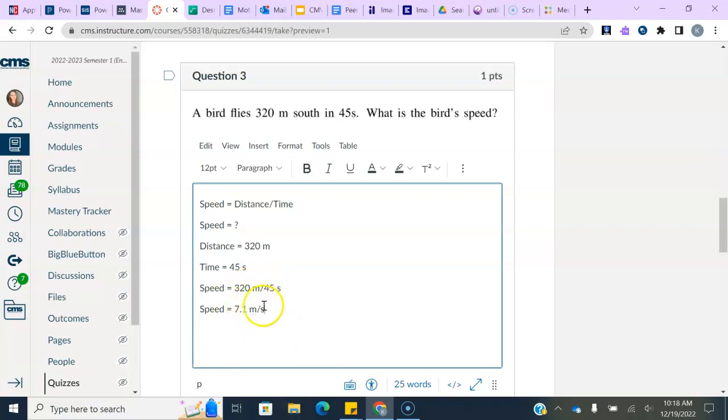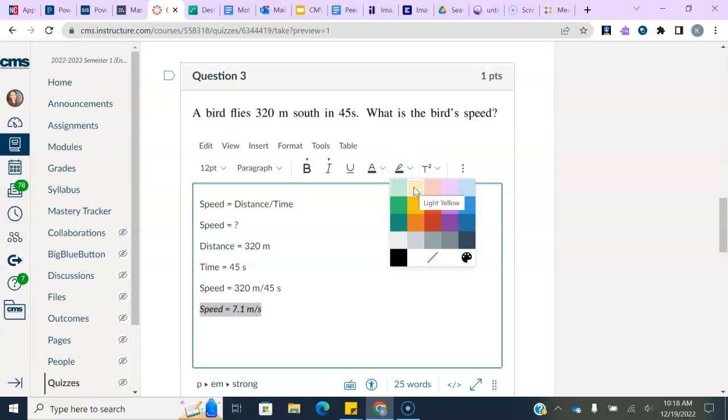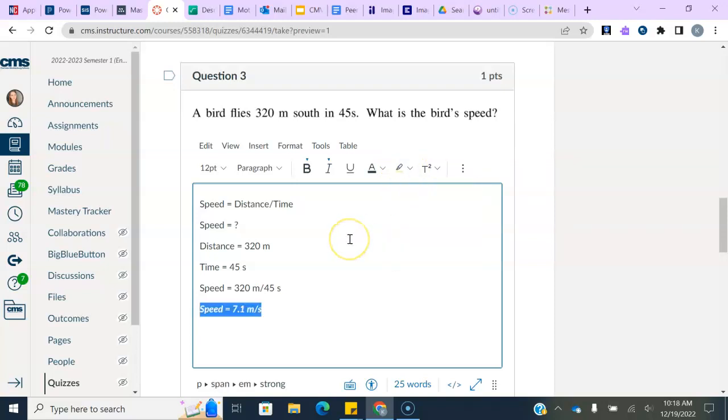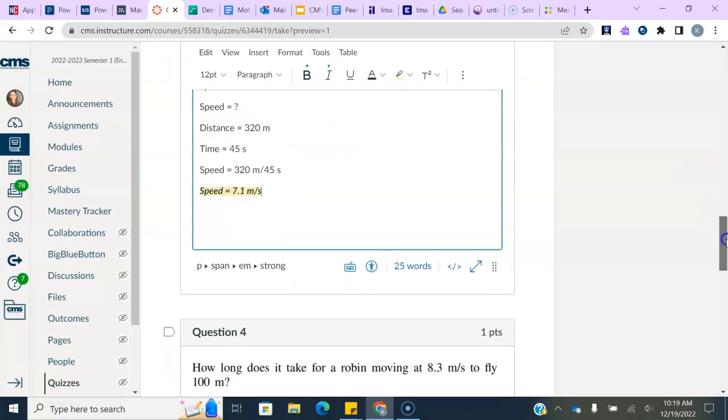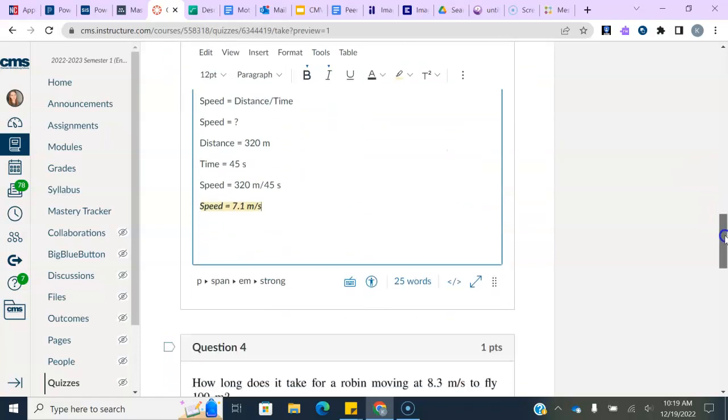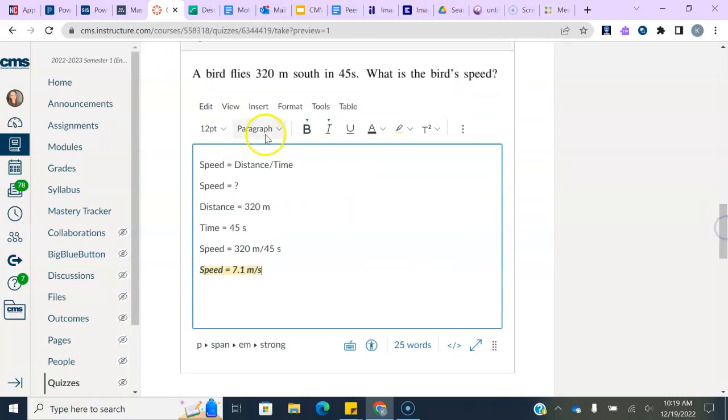Okay, meters per second, or a distance per time, is always going to be the units for speed. Time will always be in hours, seconds, maybe minutes. Your distance will always be in meters, kilometers, and then speed will be in meters per second, meters per hour, whatever the time unit is given to you. Okay? All right, so one more time, let's do another speed problem.